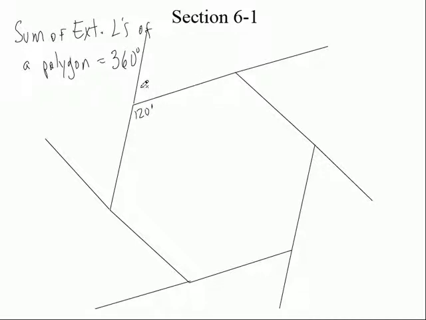Watch. If that's 120, what's this? 60. What's this exterior? How many exteriors are we going to have? There's 6 sides, so there's 6 angles. So, I was seeing if you were paying attention.